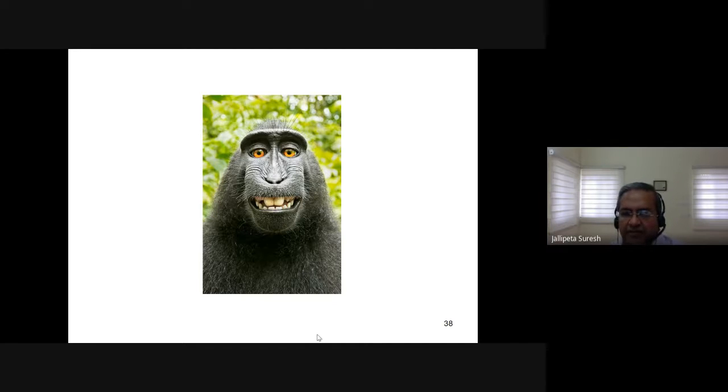When it clicked the camera, there was a flash on the lens, and that flash, or the sound created, was a sort of surprise for the monkey, and this was the expression of that monkey when it clicked that shot. After this, David Slater was very happy to see this picture taken by that black macaque monkey. When he came back, he published it on Wikipedia, and this photograph went viral.